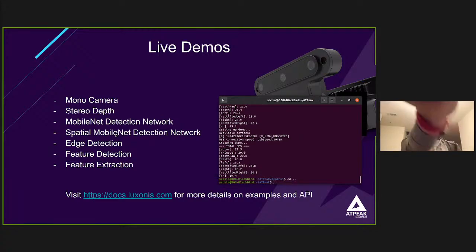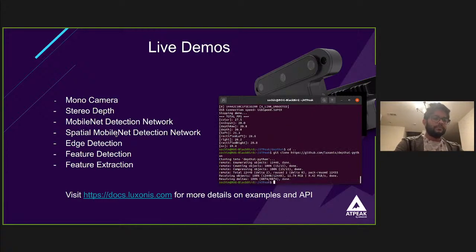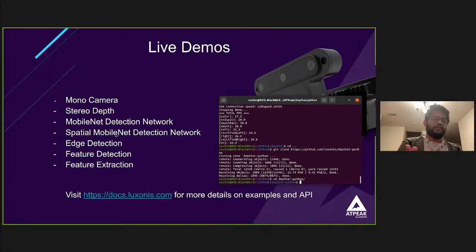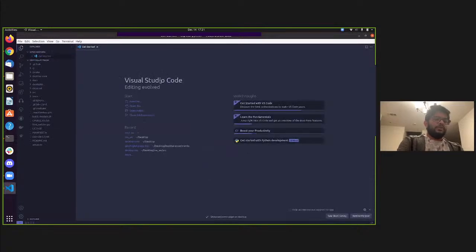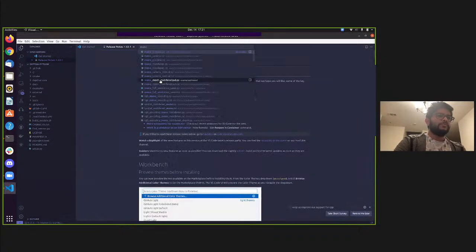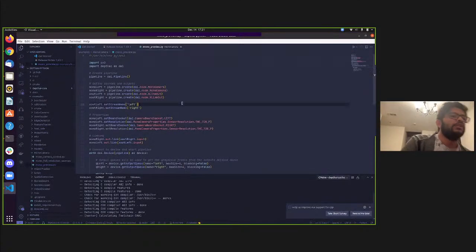So let me clone it. All these examples and the code are open source. You can just go to github.com/Luxonis and you can find DepthAI Python, DepthAI core, which is in C++, and DepthAI, which is like a demo example. So let's look at the mono preview example.